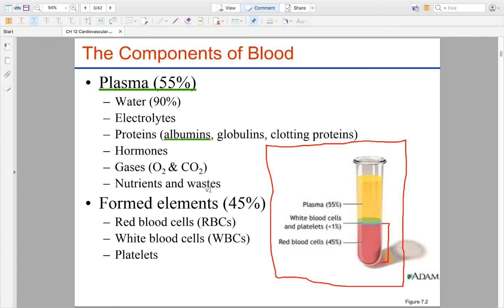What is referred to as formed elements is, of course, our red blood cells, white blood cells, and platelets.